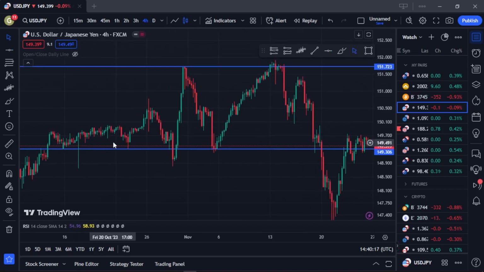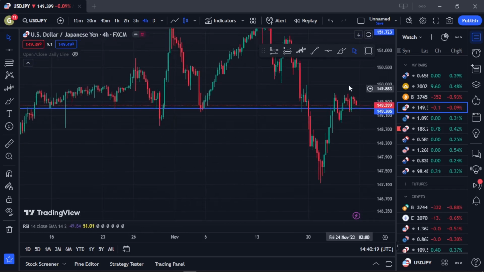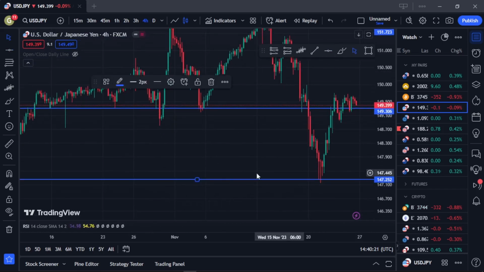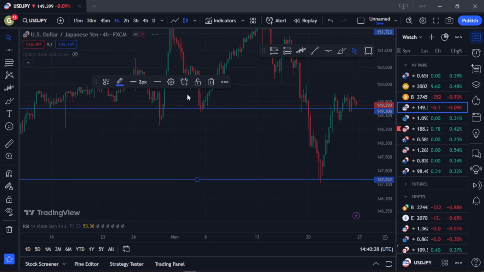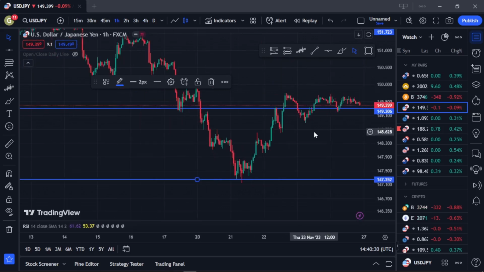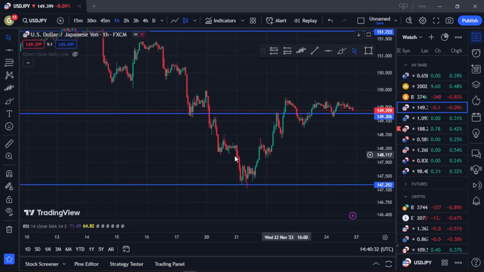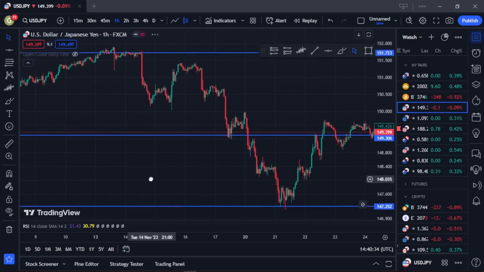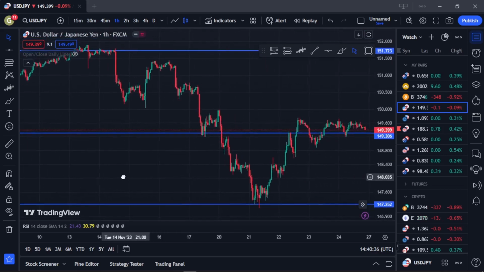Because if you go left, you can see that there are so many touches around this level. And then here is another support level again, which is the lowest it has hit in recent time using the 4-hour chart. And then after that, I'm just going to go back to the 1 hour. And then in the 1 hour, I simply want to see how the market is moving clearly.